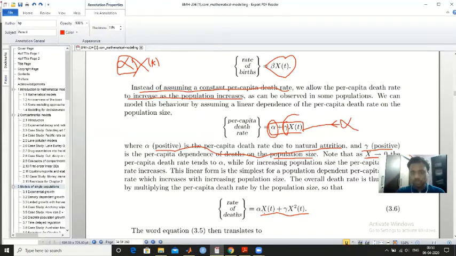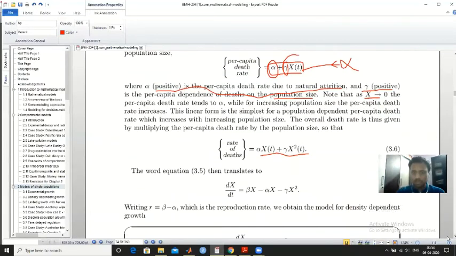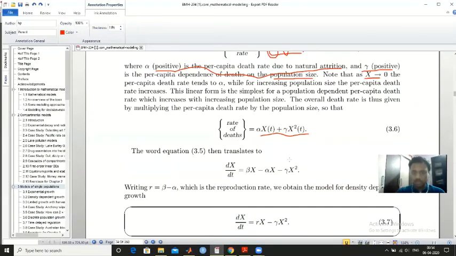because you are multiplying alpha by xt plus gamma, means you are simply multiplying this factor by xt. So just replace alpha in the previous equation by this quantity, then you will find this resulting model. That's clear. And if you take r equal to beta minus alpha, the growth rate, then our model will become this one.